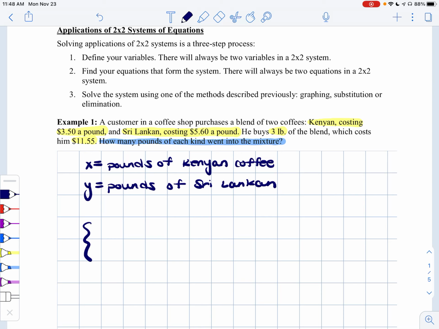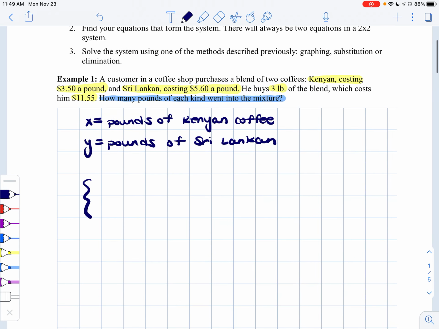We know that x is representing pounds of Kenyan coffee, y is representing pounds of Sri Lankan coffee, and he buys a total of 3 pounds. In terms of an equation, that would just mean x plus y is equal to 3. Pounds of Kenyan coffee plus pounds of Sri Lankan coffee has to add up to a total of 3 pounds. Then the other equation is going to be dealing with the money.